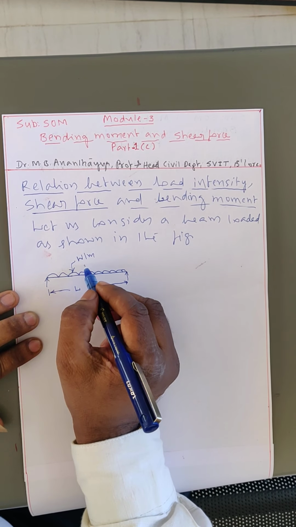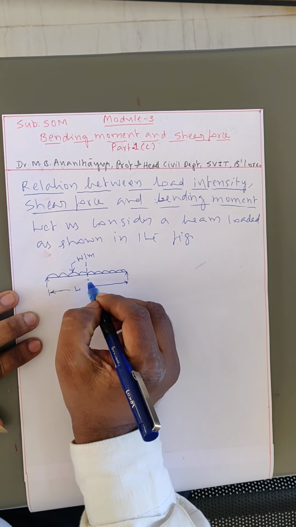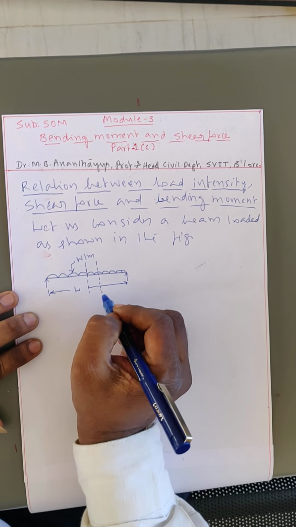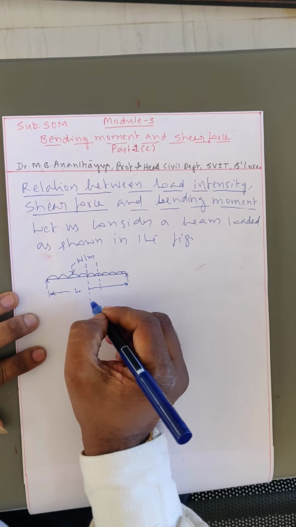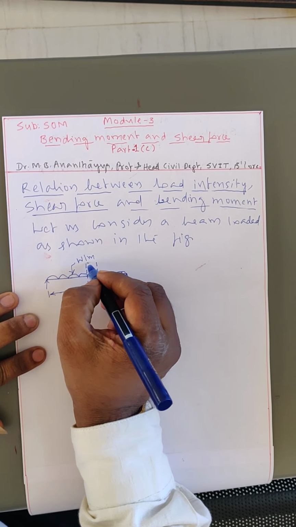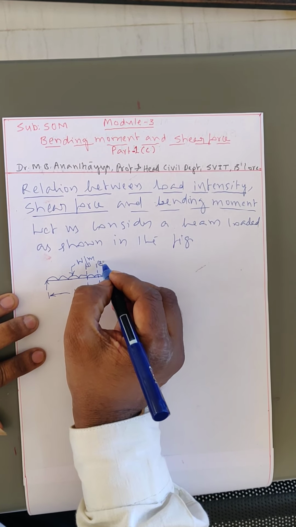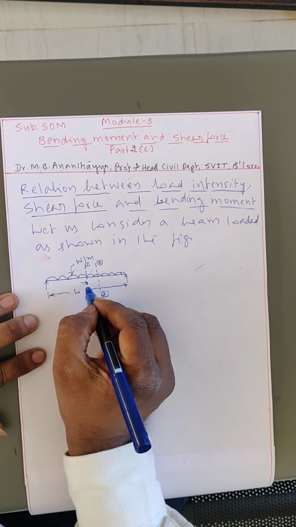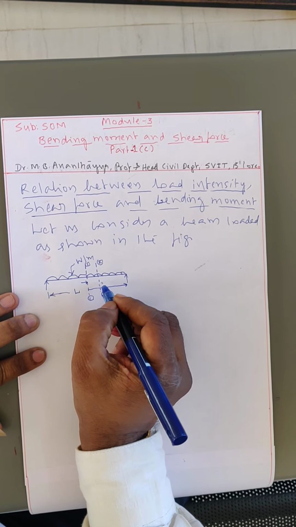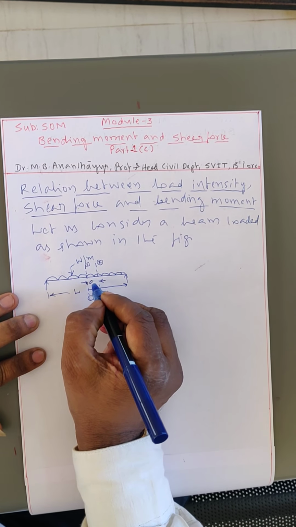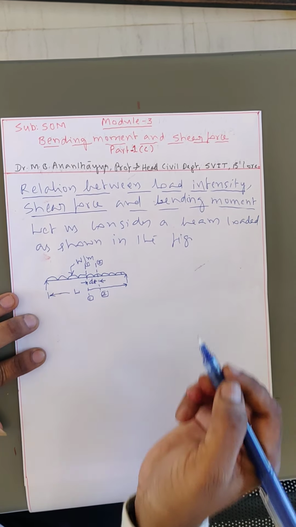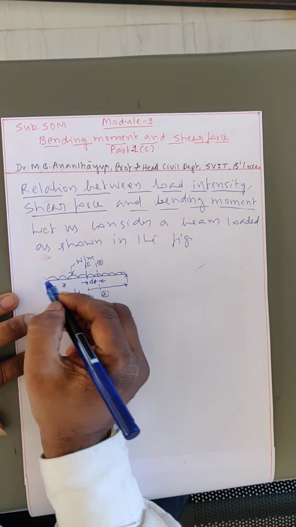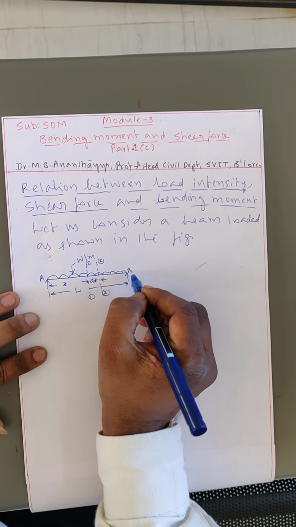Let us take a small portion of this beam for deriving the relations. This section is 1, this section is 2, and the distance between the two sections is dx. Section 1 is at a distance of x from support A.